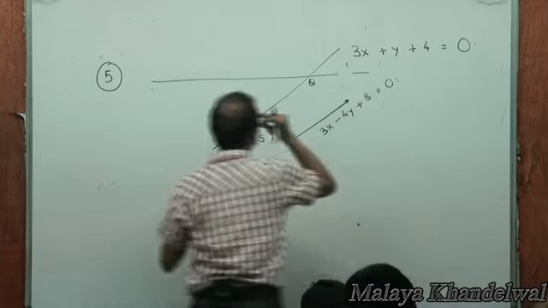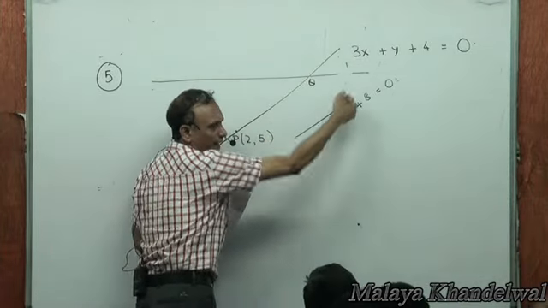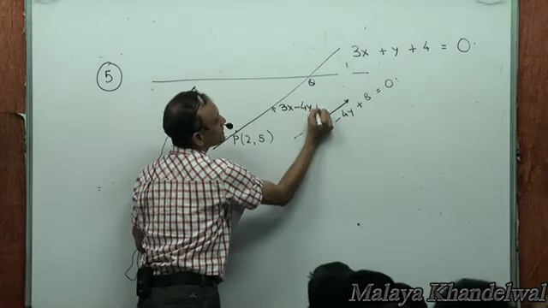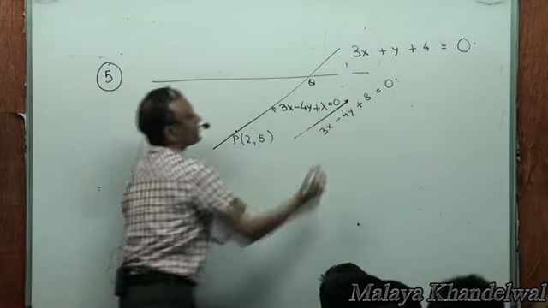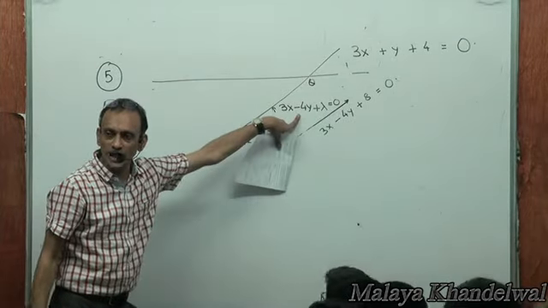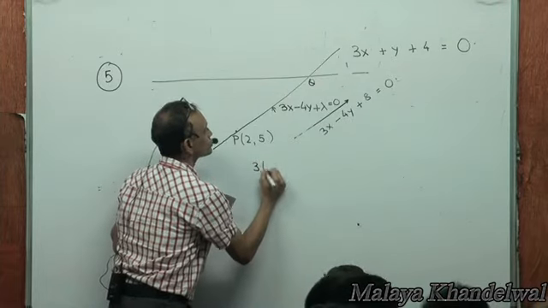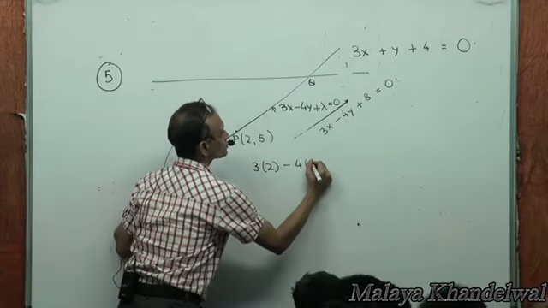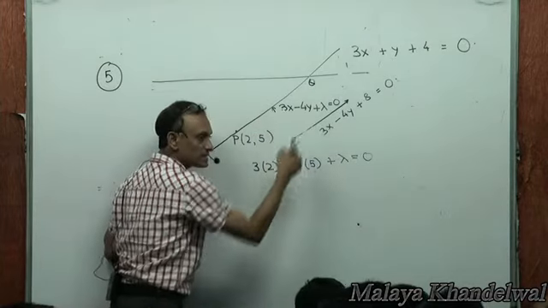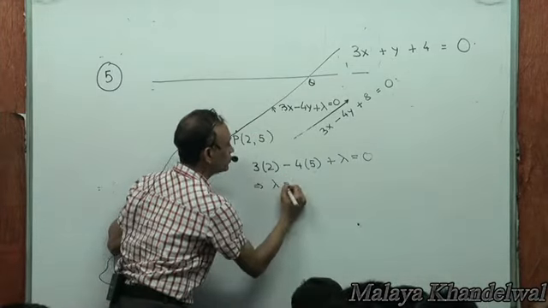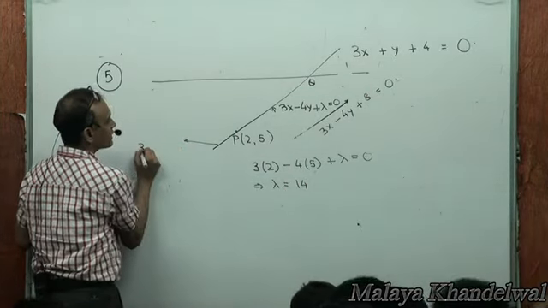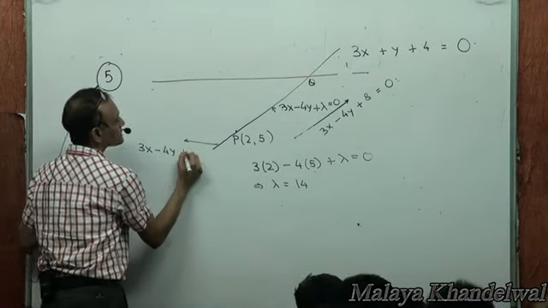Now, very simple. First of all, if PQ is parallel to this, what's the equation of PQ? 3x minus 4y plus some lambda equal to 0 is the equation of PQ. And how do you find lambda? (2, 5) lies on this line, right? So 3 into 2 minus 4 into 5 plus lambda equal to 0. That gives me lambda equal to 14. That means the equation of this line is 3x minus 4y plus 14 equal to 0.